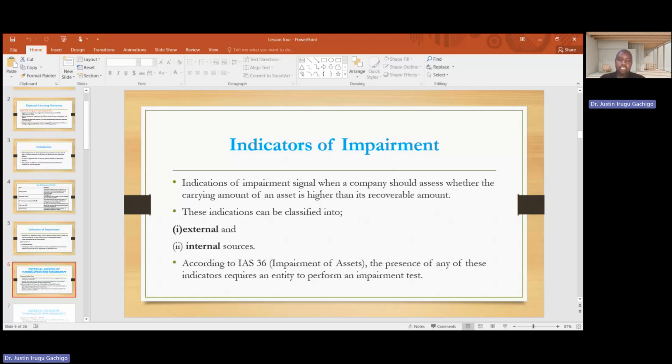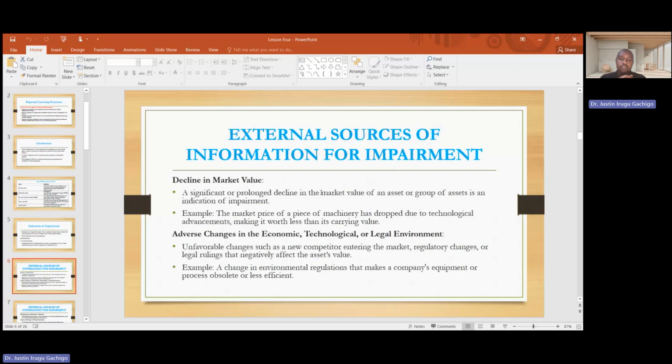So which indicators are these? Let us first of all look at the external sources of information for impairment. Number one, decline in market value. A significant or prolonged decline in the market value of an asset or group of assets indicates impairment. For example, the market price of a piece of machinery has dropped due to technological advancement, making it worth less than its carrying value. I want to give an example. Let's say we have a printing machine, or a photocopier. Today we have photocopiers which are wireless, so you don't require cables to connect.